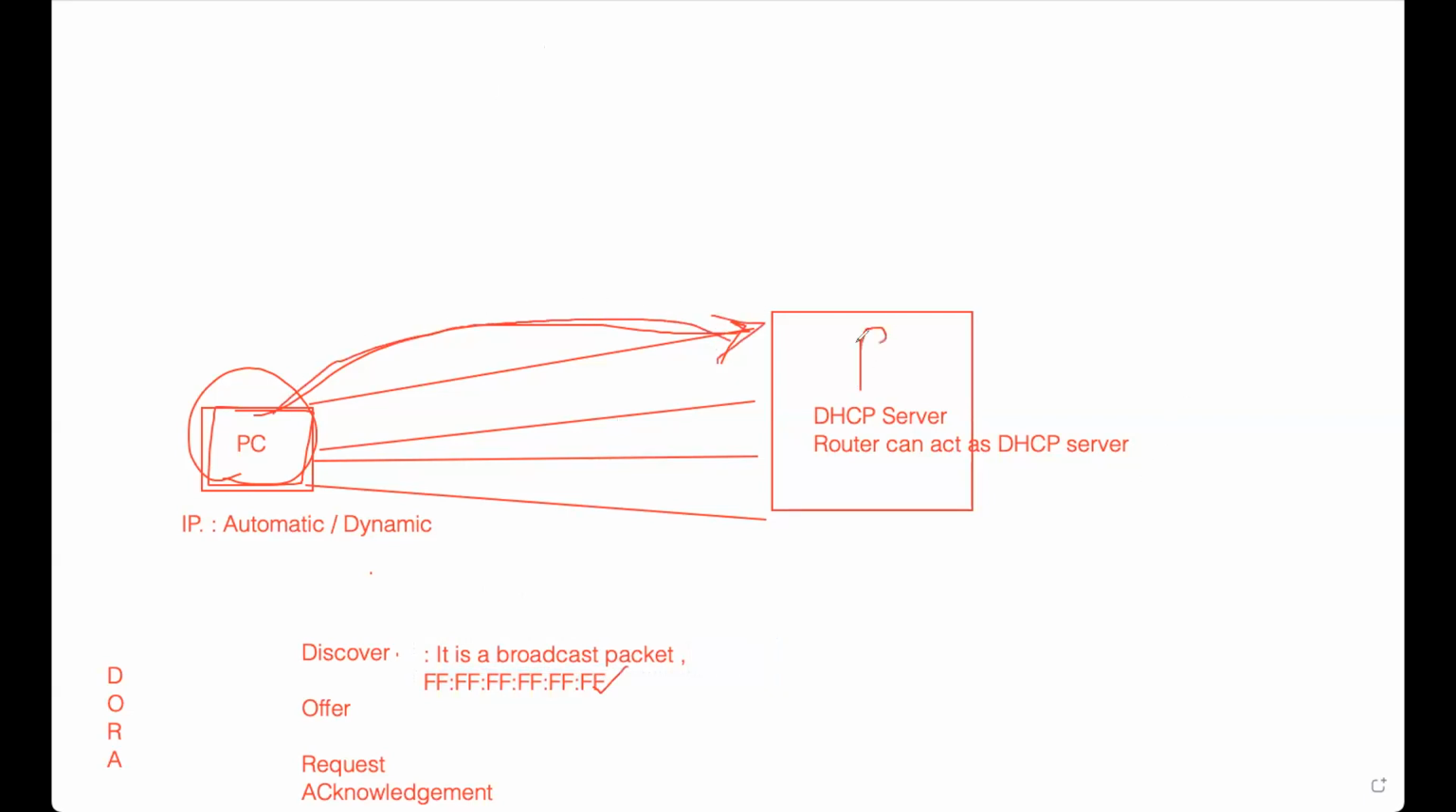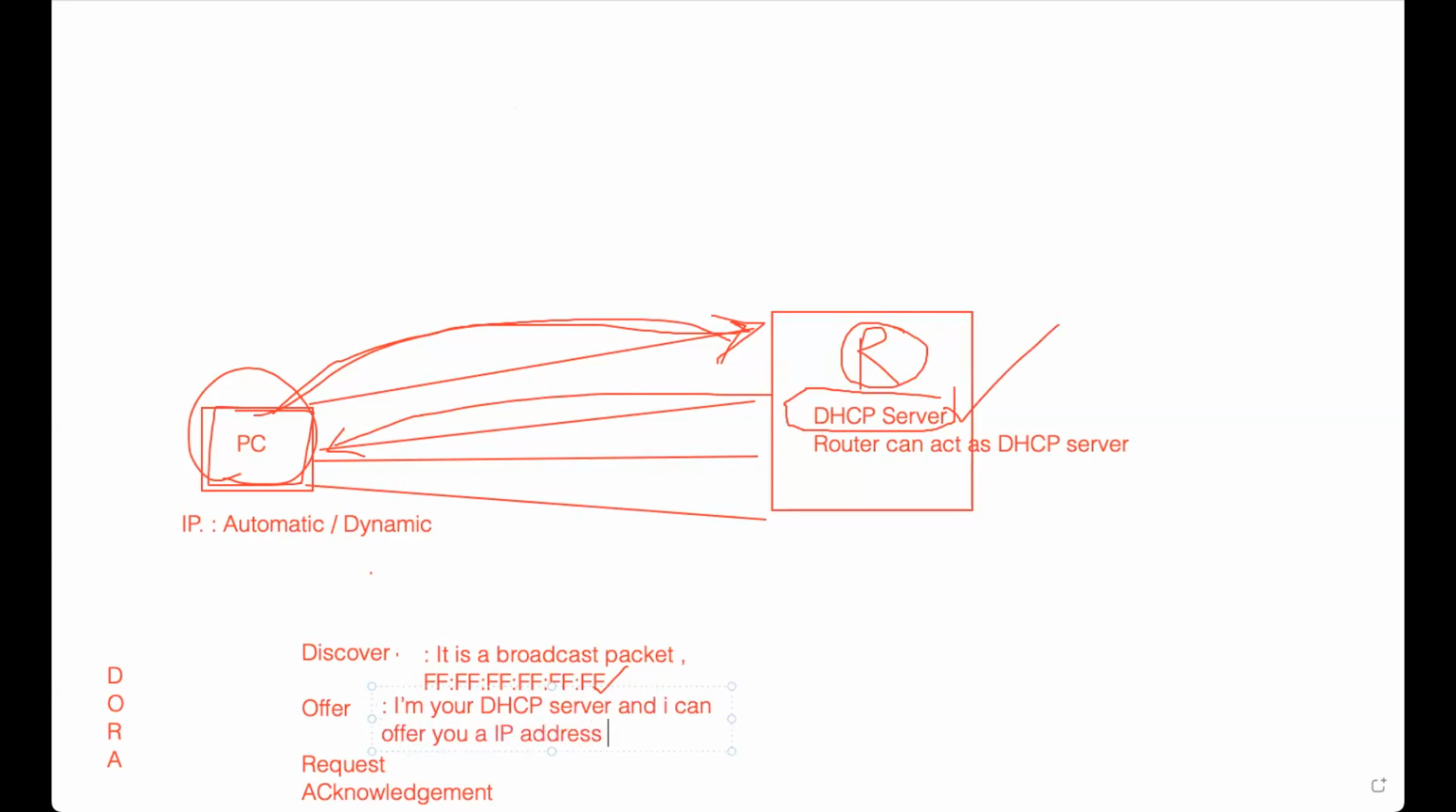In this case, let's say this is the router. Okay. You configured the DHCP server on the router by putting the DHCP server configuration on the router. Now the router will respond back that it will offer, I am your DHCP server and I can offer you an IP address. Here is my IP address.